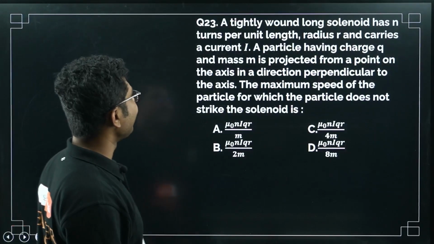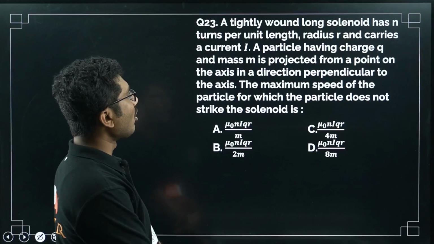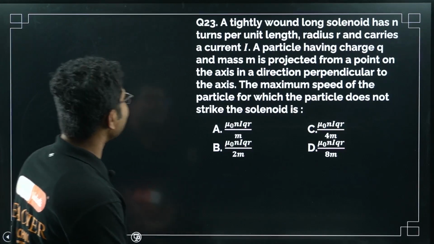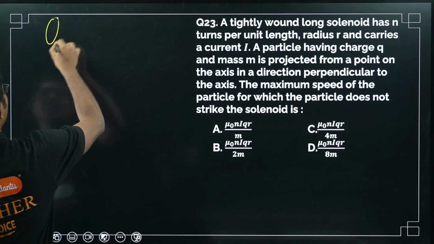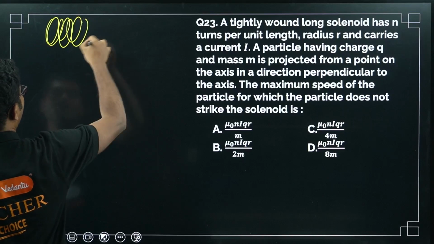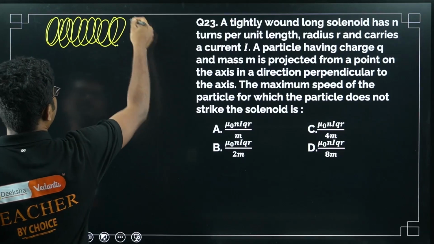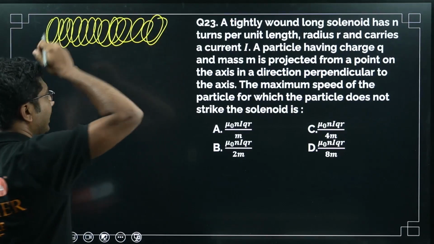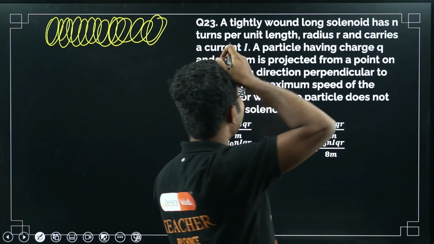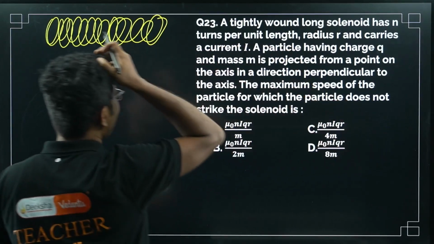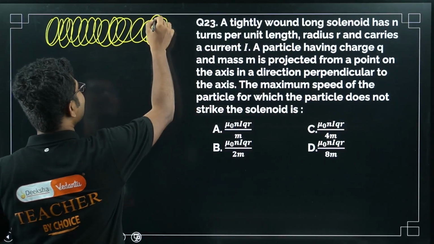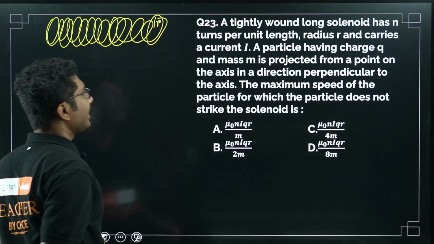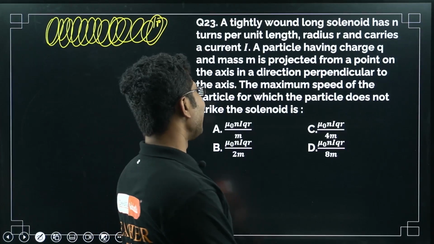Question number 23. A tightly wound long solenoid has n turns per unit length. So tightly wound, long, very long solenoid. The radius of the solenoid is r, and it carries a current I.